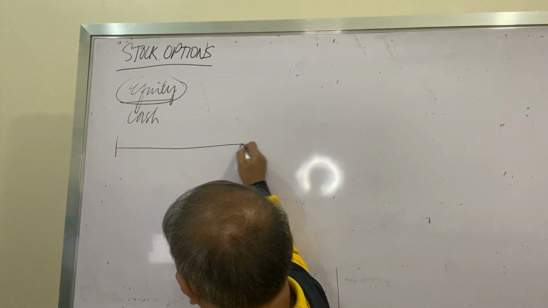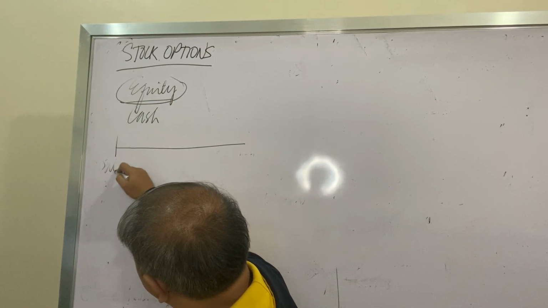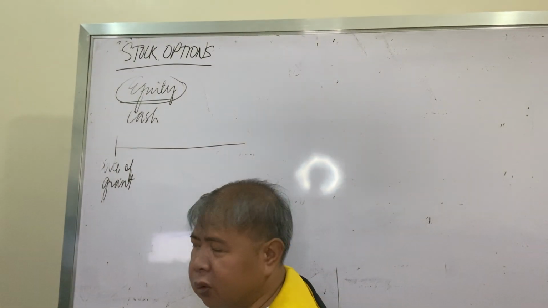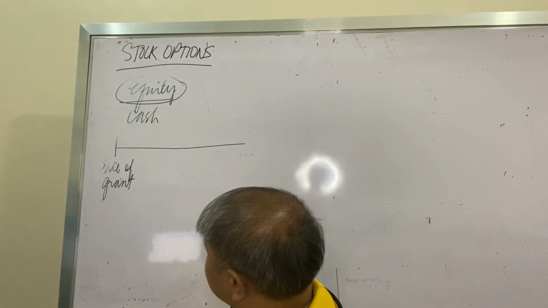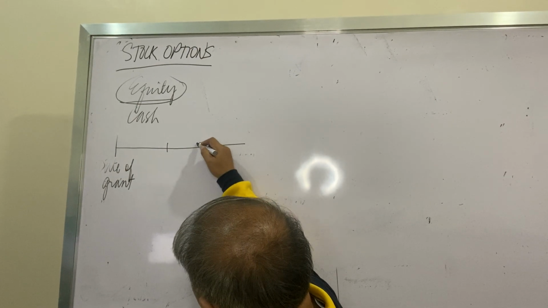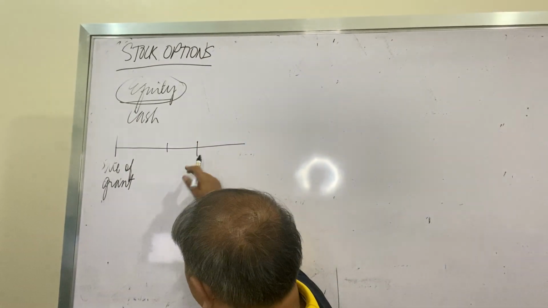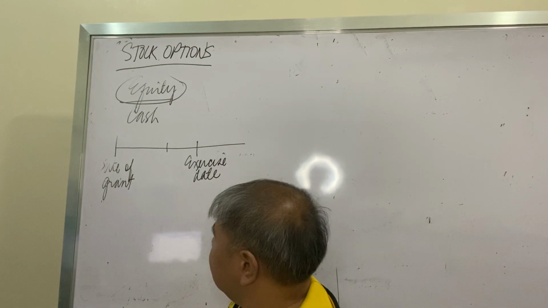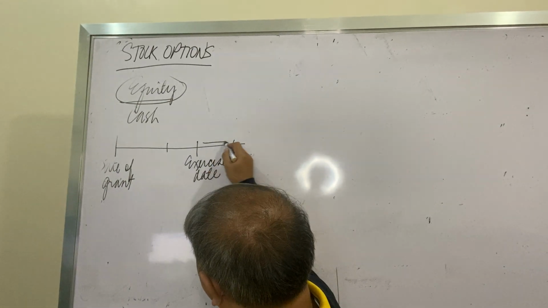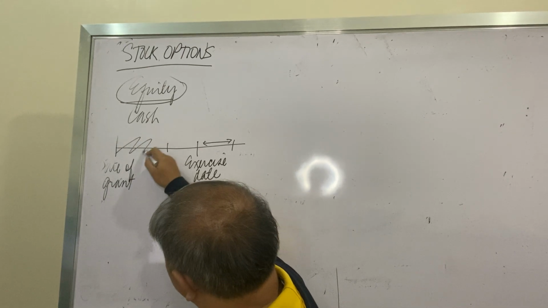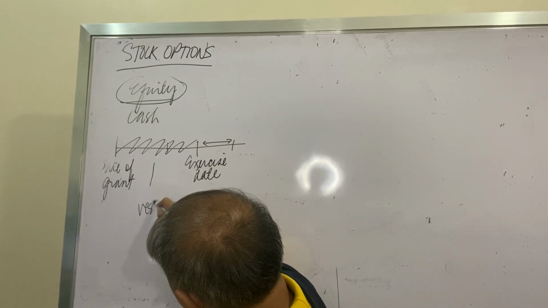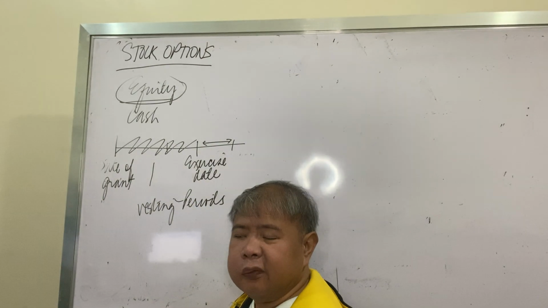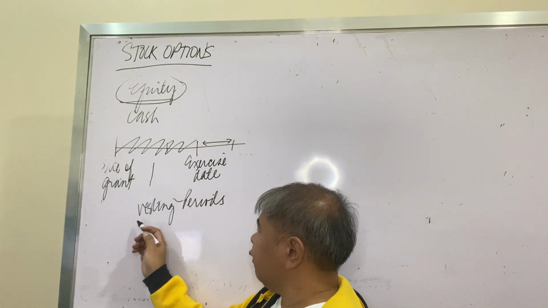So for example, this is the date of grant. This is the date when the options are granted to the key employees. And say for example, they have to stay with the company for the next 2 years before they can exercise. So this is the exercise date, assuming another year. This is what we call the vesting period. Those key employees that will receive stock options will have to observe the vesting period.